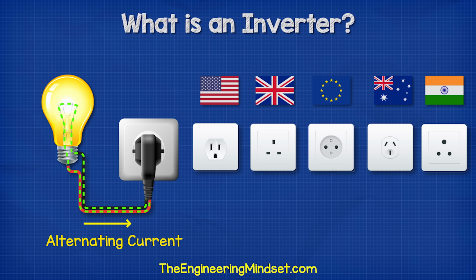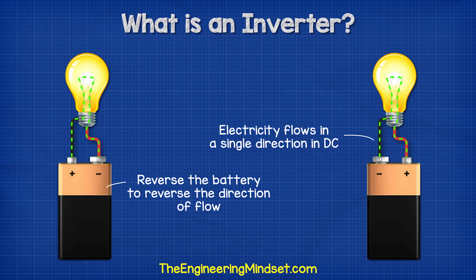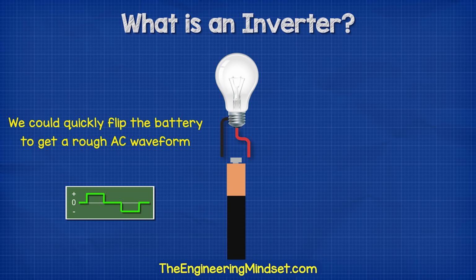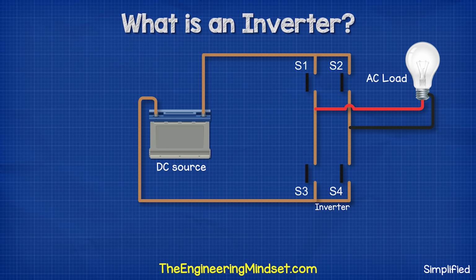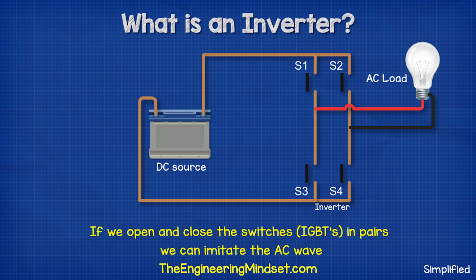Remember, AC is where the current reverses direction. We saw earlier in the video that we can reverse the direction of current by reversing the battery. We could very quickly reverse the battery to produce a rough AC supply. But an easier way would be to connect 4 switches or IGBTs across our load, such as a lamp. If we open and close these in pairs, then we can produce AC electricity. So, if we were to close switches 1 and 4, then the current flows in one direction. And if we then open these and close switches 2 and 3, we get current flowing in the other direction.